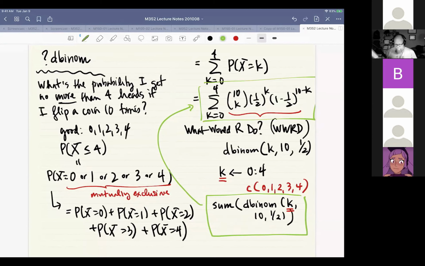Okay. So give me a second here. I'm going to type this in to make sure it works. I'm going to type in k assignment operator 0, colon 4. Okay, R does not puke. Then I'm going to type in sum parentheses dbinom parentheses k, comma 10, comma 1/2, and hit enter. And R tells me we get 0.376951.